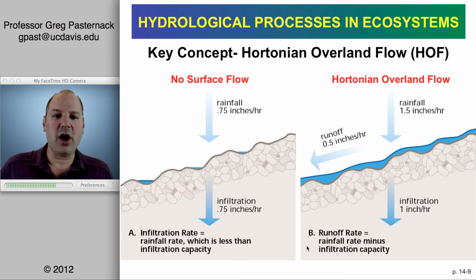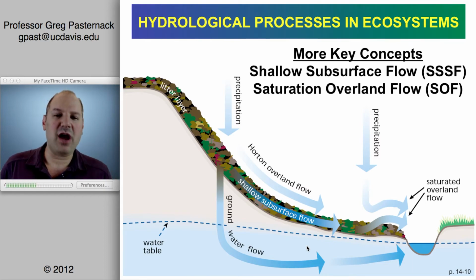So recall that in HOF, the intensity is faster than the ground can absorb, and so runoff occurs regardless of what the subsurface conditions are otherwise. And this is what many of you I know think about, that if you increase the slope, you increase runoff, and that is thinking like Hortonian overland flow. However, it's much more common to have saturation excess overland flow, or just saturation overland flow.